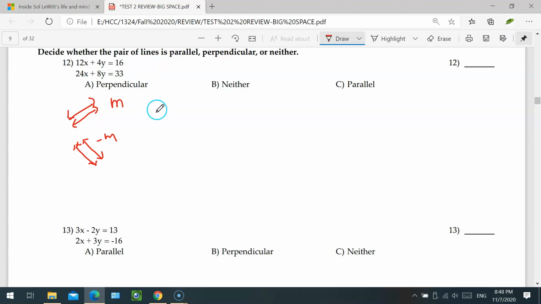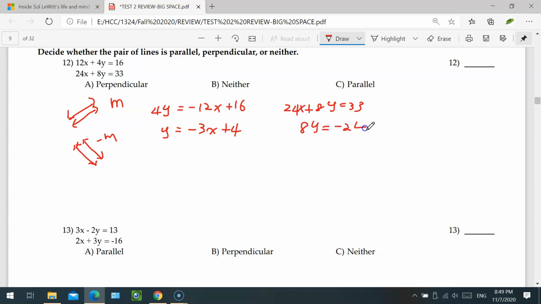So when I rewrite the first equation, I have 4y equal negative 12x plus 16. Divide by 4, I get y equal negative 3x plus 4. Now we do equation number 2: 24x plus 8y equal 33. So that means 8y is equal to negative 24x plus 33. Divide by 8, you get y equal negative 3x plus 33 over 8.